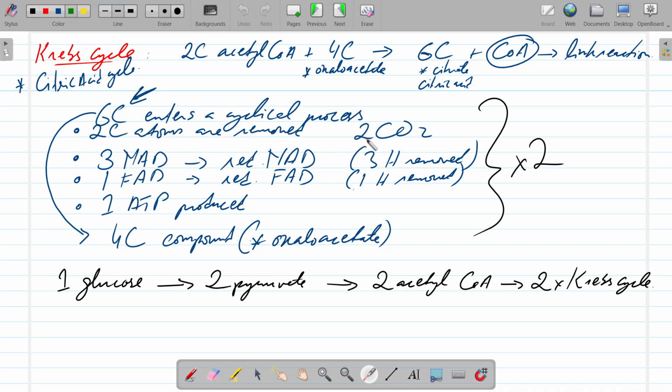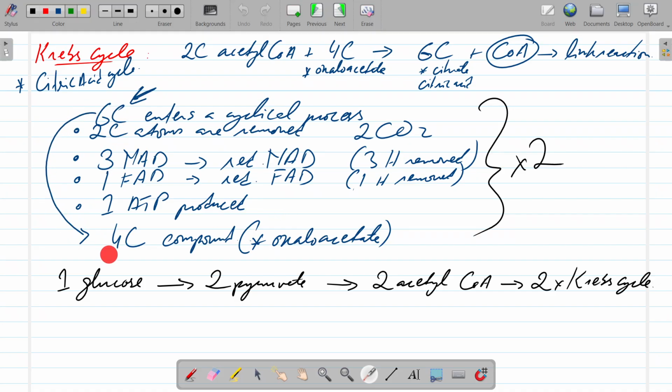Now, what happens is that the 6-carbon citrate enters a cyclical process where 2 carbon atoms are removed. So 2 molecules of CO2 are produced, and 3 molecules of NAD are reduced. That means 3 hydrogens are removed. 1 molecule of FAD is also reduced, so that adds 1 more, so that's 4 molecules of hydrogen, and 1 ATP is produced. So again, these steps are not where the bulk of the ATP is produced.